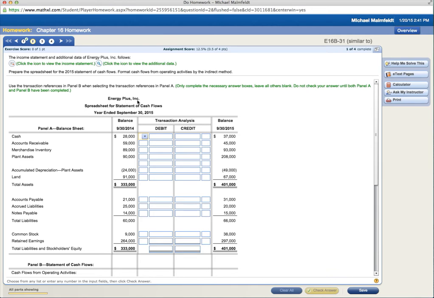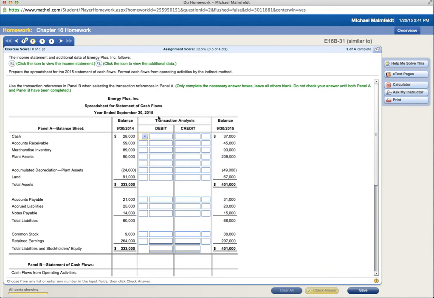And it says prepare the spreadsheet for the 2015 statement of cash flows. Format cash flows from operating activities by the indirect method. Use the transaction references in panel B when selecting the transaction references in panel A. Only complete the necessary boxes, leave all others blank. Do not check your answer until both panel A and panel B have been completed.